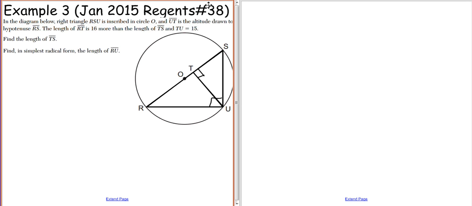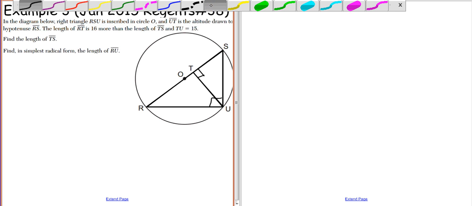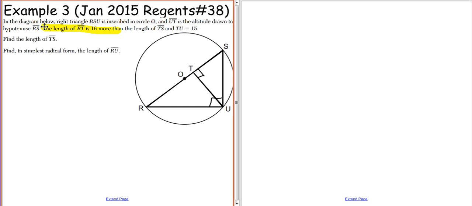So we begin. What it says here is that the length of RT is more than the length of TS. So if we decide to label TS X, then RT would be X plus 16, because RT is supposed to be 16 more than the length of TS. So TS, we label it X, RT, we label it X plus 16. It also says TU is 15, so I'm going to write TU equals 15.